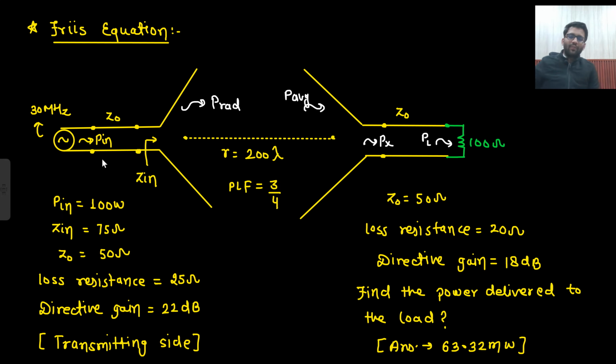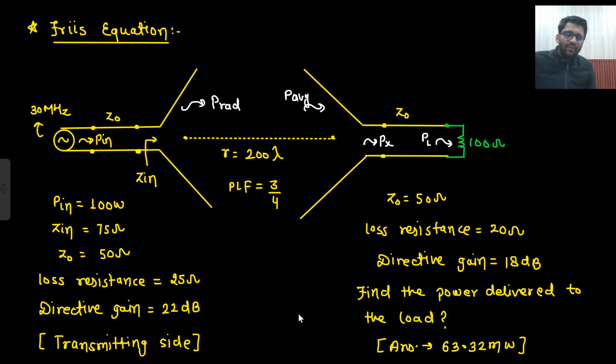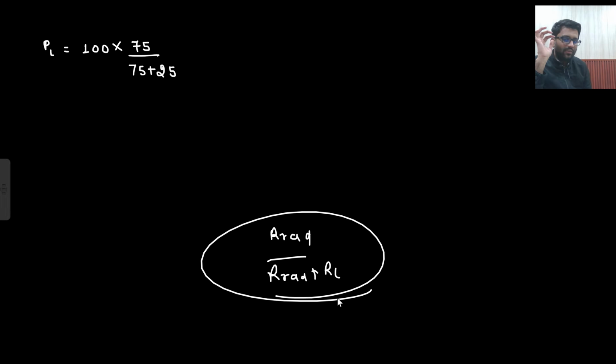So from where will I start? I will start from P in, that is 100 watt. Now, how many losses are there? One will be the loss because of this loss resistance. And how much loss will there be? R radiated upon R radiated plus loss resistance. Do you remember this formula? Say yes or no. We saw the formula based on this, right? So this is the one loss.